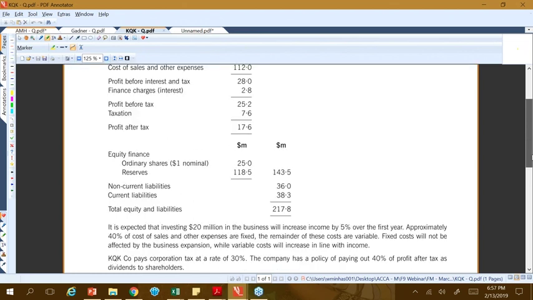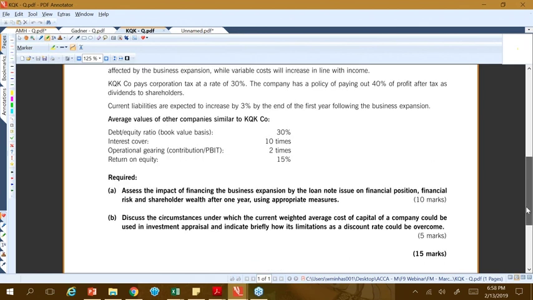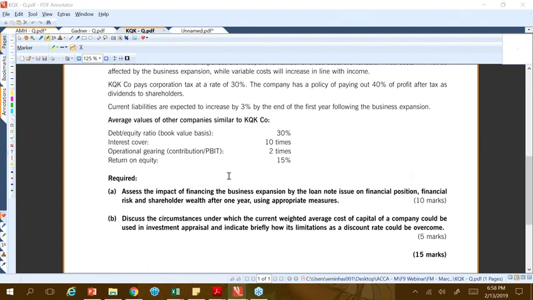So this is a type of question which can also come into the exam, and we should be happy with it. So for the remainder of this webinar, we're going to focus on this question and try to do as much of it as we can. Part A is to assess the impact of financing the business expansion by the loan note issue.